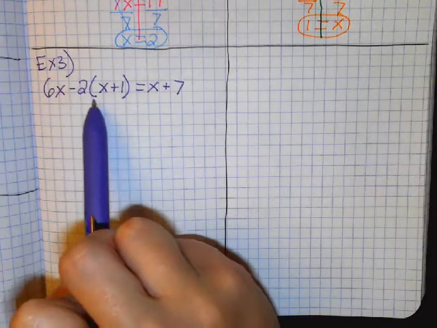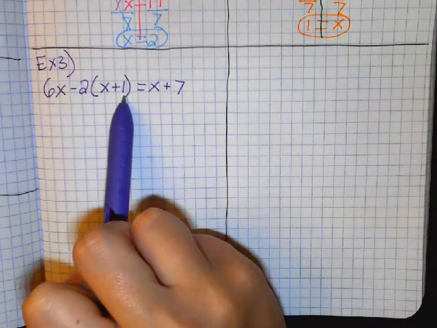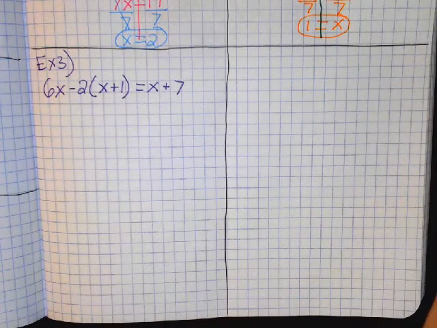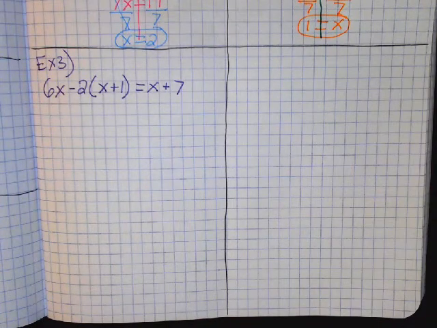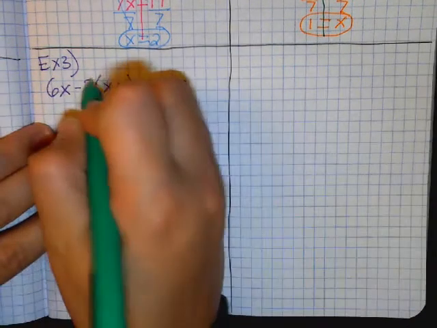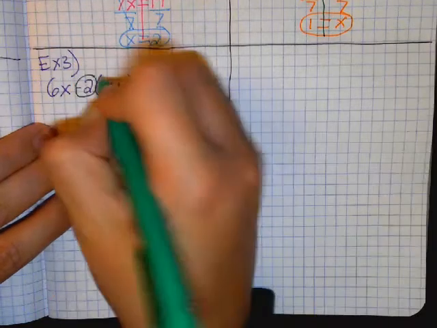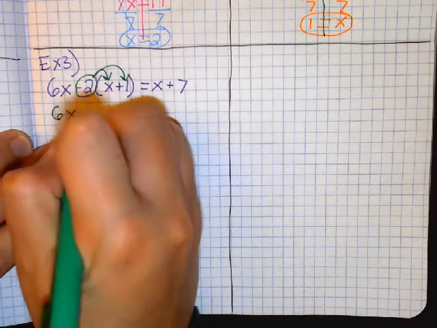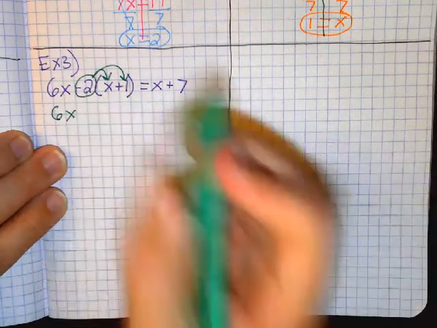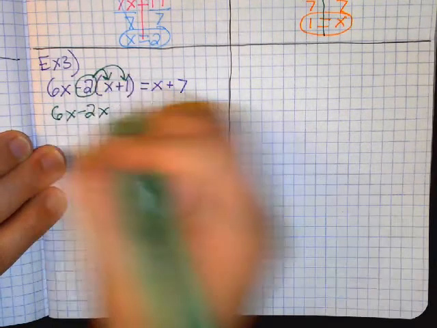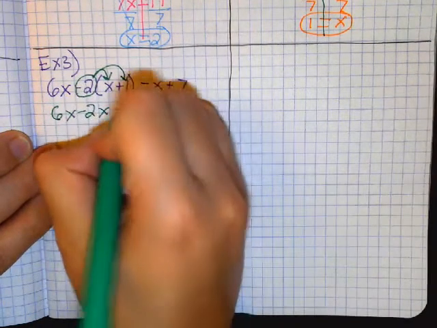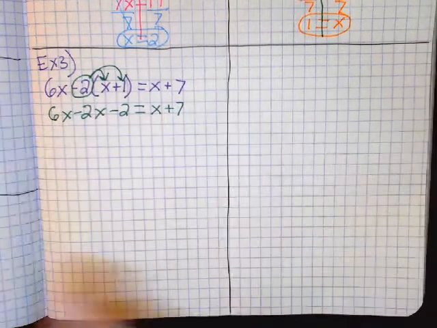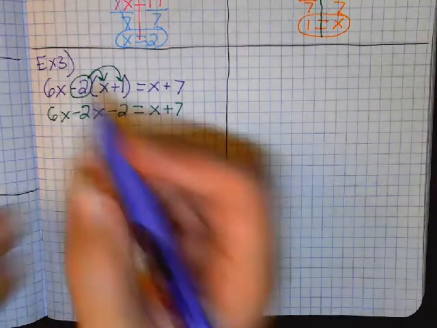Example number 3, 6x minus 2(x plus 1) equals x plus 7. Distribute, combine like terms, and then I can do the math. I'm going to distribute my negative 2 into both. So 6x, negative 2 times x equals a negative 2x. Negative 2 times 1 equals a negative 2. That equals x plus 7.